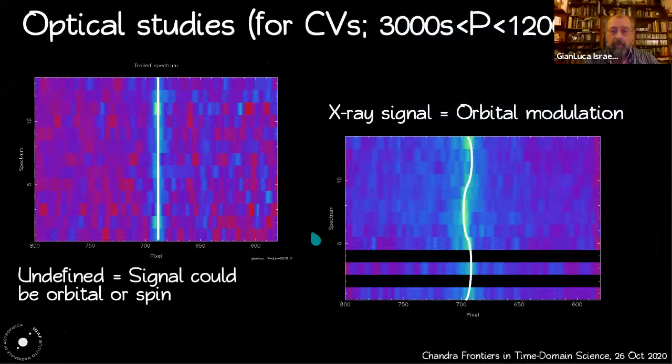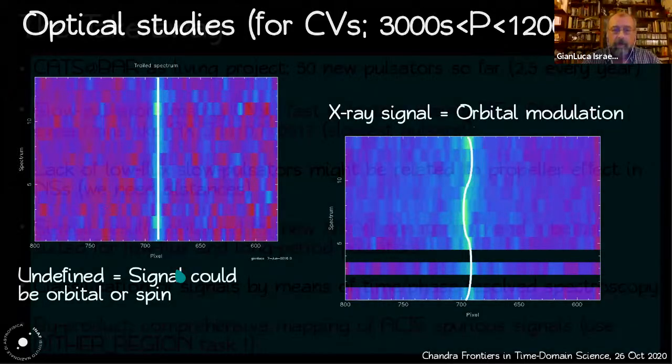Another thing we are attempting is the following. For all the signals with periods between 3,000 and 100,000 seconds, you can try to do a sort of phase resolved, time resolved spectroscopy of the optical counterpart, which we identified thanks to the capability of Chandra of having a very narrow uncertainty on the position. When you find that emission lines follow a modulation pattern with the same period as the X-ray signal, you can conclude that this is an orbital modulation. So this is a way to sort out, at least in this range of periods, orbital period from spin period. Of course, if you don't see anything, you cannot really tell that this is a spin, but you cannot say anything else.